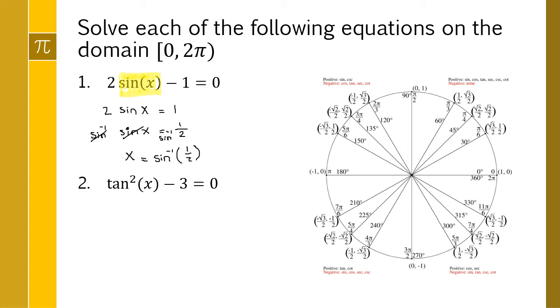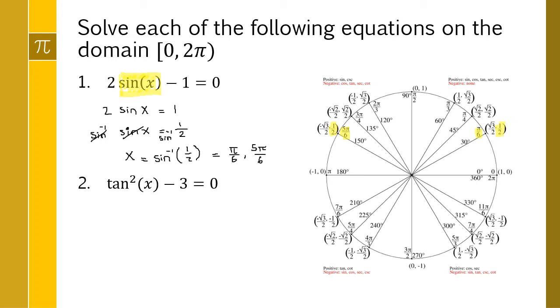In other words, my y-coordinate is 1/2, and I'm looking for the angles on the unit circle that make that so. So a sine value or a y value of 1/2 happens right here at π/6, and it also happens over here at 5π/6. So x is equal to the inverse sine of 1/2, and that is equal to the angles π/6 and 5π/6. So I got the sine function by itself, took the inverse of both sides, and then used the unit circle to figure out what the inverse sine function was actually equal to.